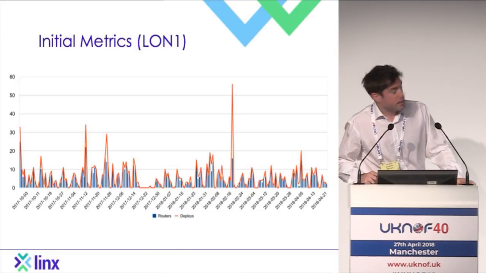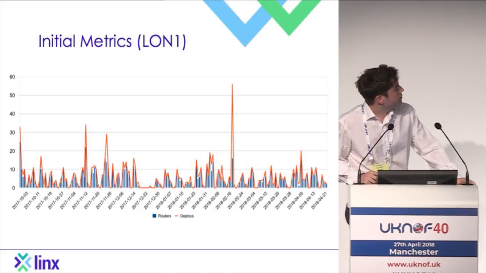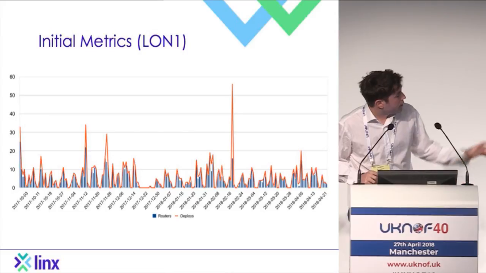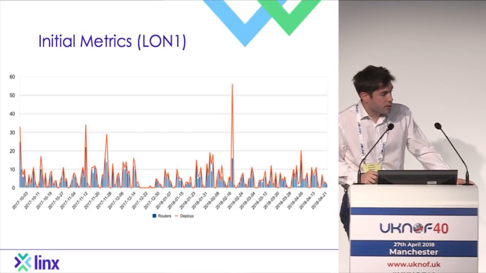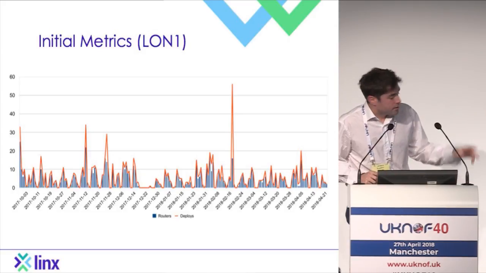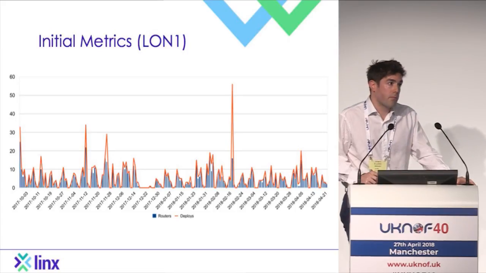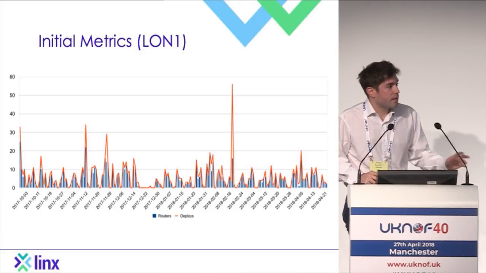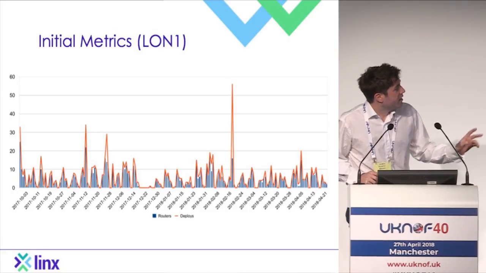Last thing that I want to mention is the metrics from London 1. In red you have the number of deploys per day, and in blue you have the number of routers that have been involved in those deploys. And this is since basically the launch. The running total is more or less about 1,100 and counting.